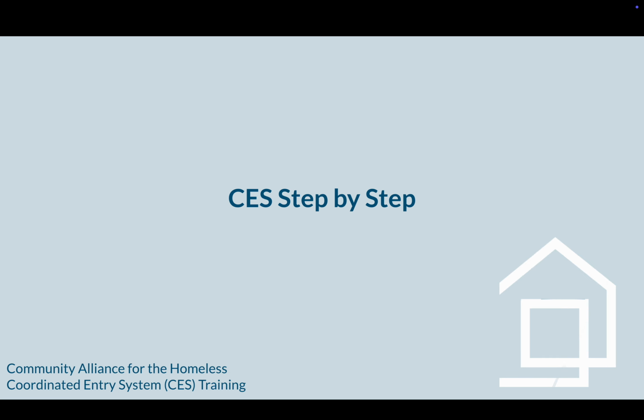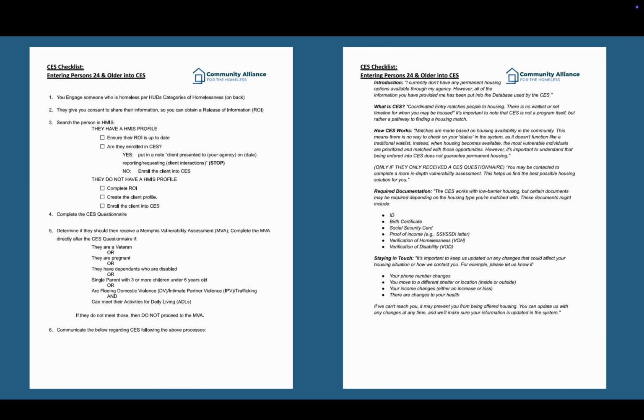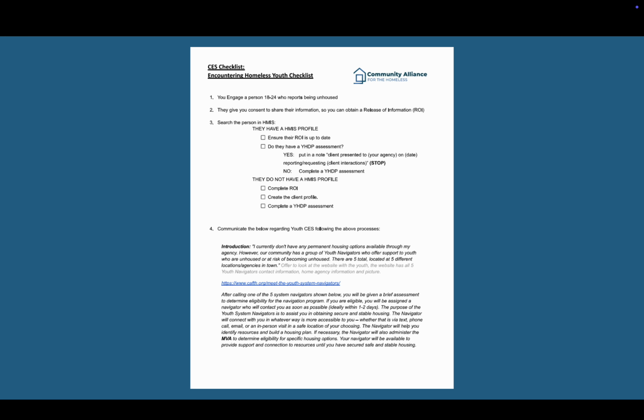Next is checklists that can be helpful when putting clients into coordinated entry. This is the coordinated entry checklist for adults 24 years and older. All these forms can be found on our website, caf.org, partner portal, coordinated entry, and then forms. This checklist is for youth 18 to 24.